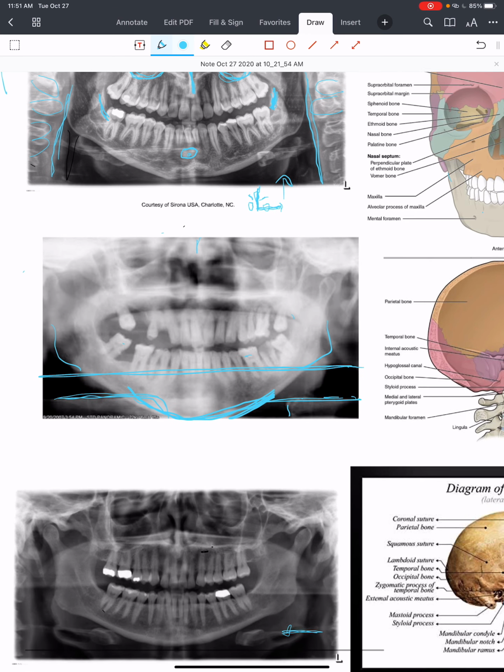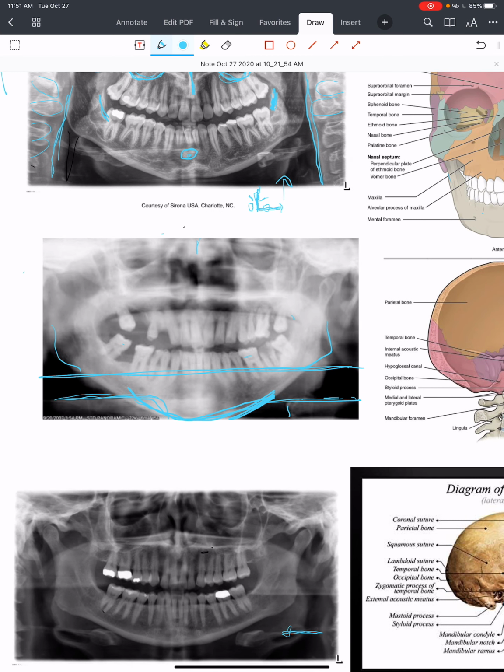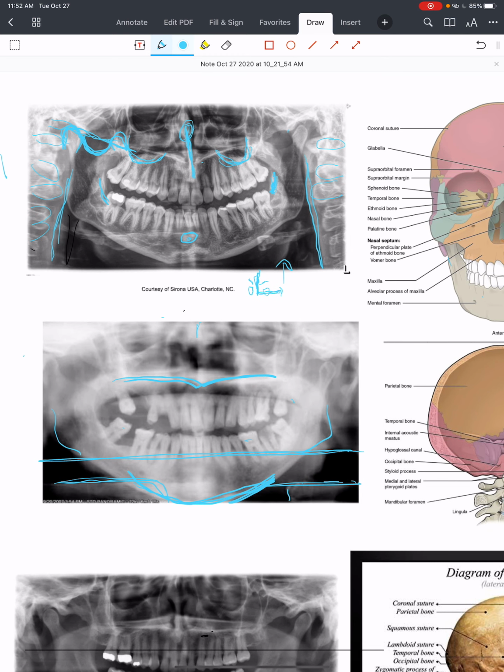Next, as we're talking about horizontal structures, I'm going to point out the hard palate of the maxilla. It is going to be a radiopaque line, and this line comes out very radiopaque compared to the rest of the image. Like if we look on that first image, there's the hard palate.